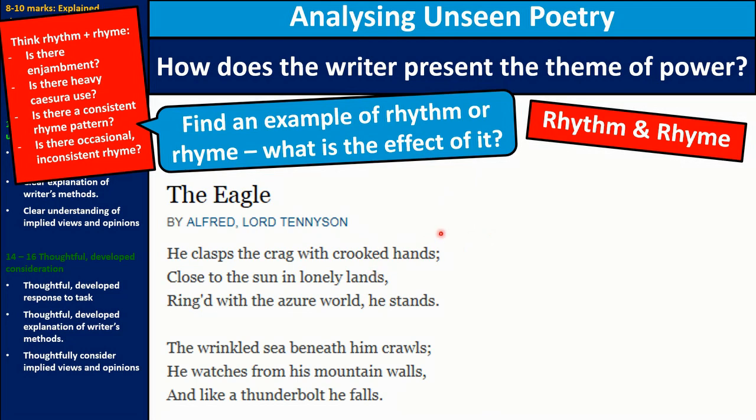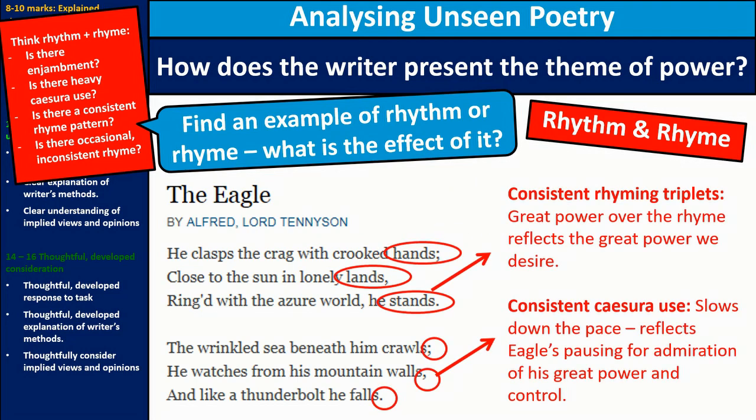So when I look at these three things here, I've got the fact that they've got a strong, consistent rhyme in triplets: hand, land, stand. So the fact we've got great control and power over the rhyme reflects the great power we desire. And we've also got consistent caesura use. There's no enjambment, so I'm not talking about that. And the fact there are so many clear caesuras slows down the pace, and that reflects the eagle pausing for admiration of his great power and control.